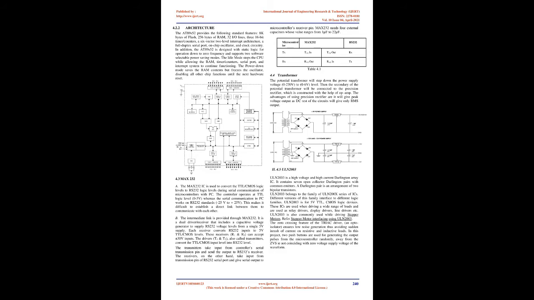The AT89S52 is a low-power, high-performance CMOS 8-bit microcomputer with 8 KB of flash programmable and erasable read-only memory, PEROM. The device is manufactured using Atmel's high-density non-volatile memory technology and is compatible with the industry-standard 80C51 and 80C52 instruction set and pinout. The on-chip flash allows the program memory to be reprogrammed in system or by a conventional non-volatile memory programmer. By combining a versatile 8-bit CPU with flash on a monolithic chip, the Atmel AT89S52 is a powerful microcomputer which provides a highly flexible and cost-effective solution to many embedded control applications.